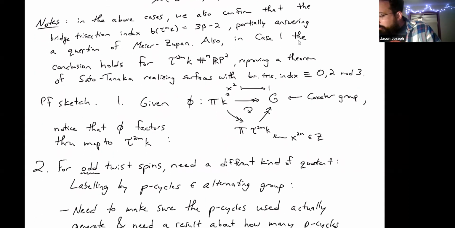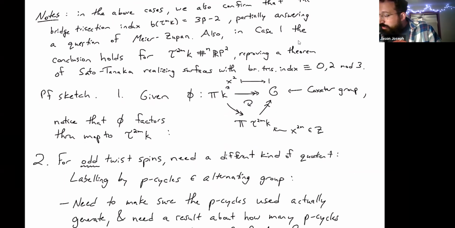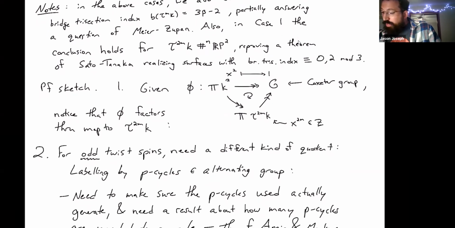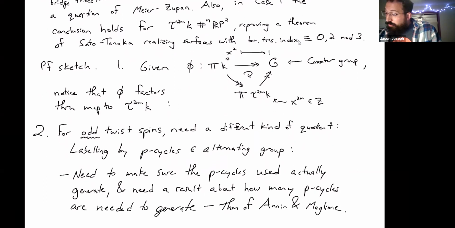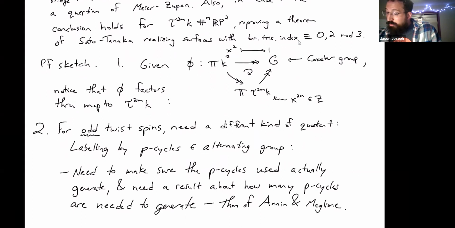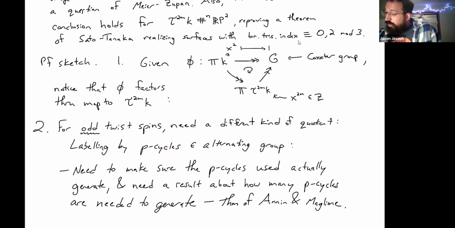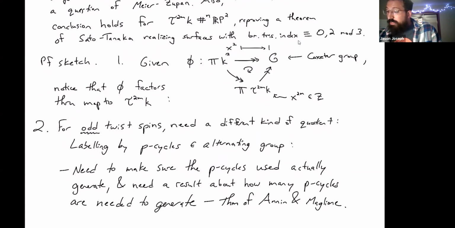So we need a different kind of quotient because you can't go killing a meridian squared and expect to have an odd twist spun knot be compatible with that. So what we figured out was how to label by p cycles in the alternating group. You need to make sure that the p cycles used actually generate that alternating group, and you need some statement about how many p cycles are needed to generate.